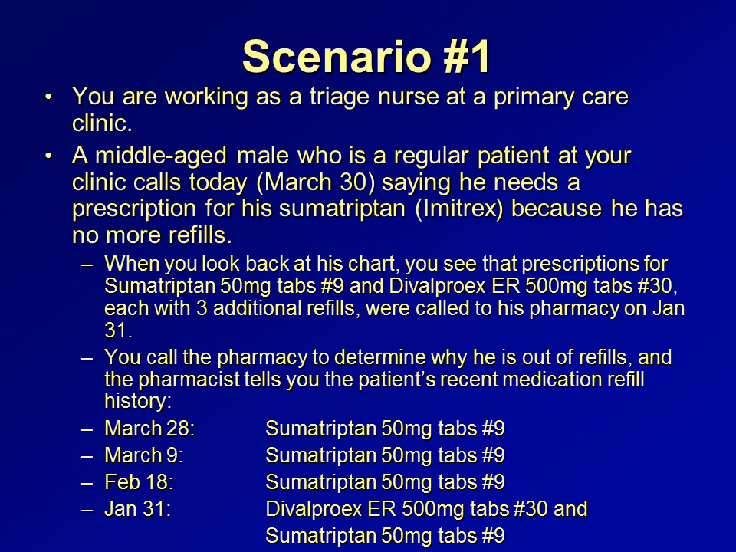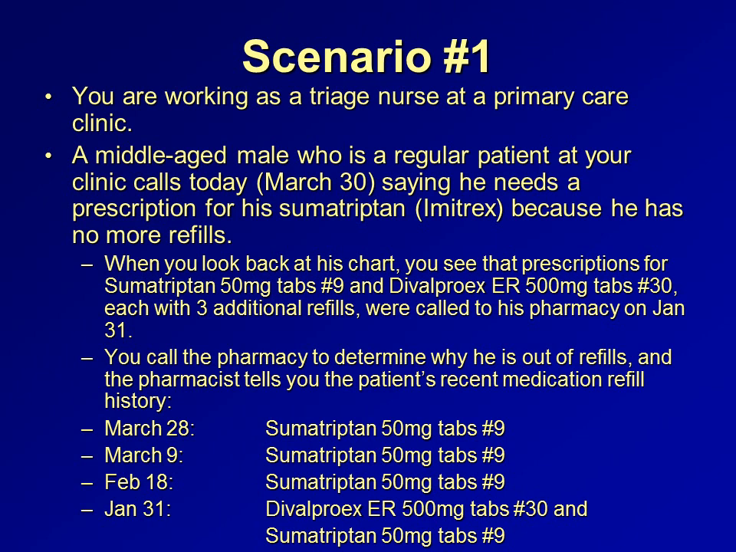Scenario number 1: you are working as a triage nurse at a primary care clinic. A middle-aged male who is a regular patient at your clinic calls today saying he needs a prescription for his sumatriptan because he has no more refills. When you look back at his chart, you see that he has prescriptions for sumatriptan 50 mg tablets number 9, and divalproex ER 500 mg tablets number 30, each with 3 additional refills, and they were called into his pharmacy on January 31st.